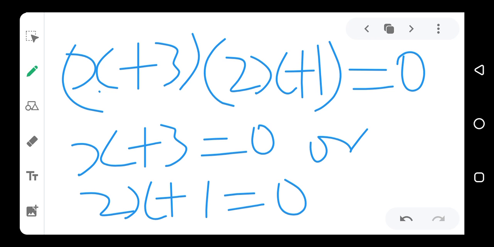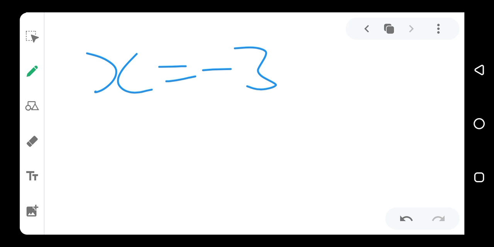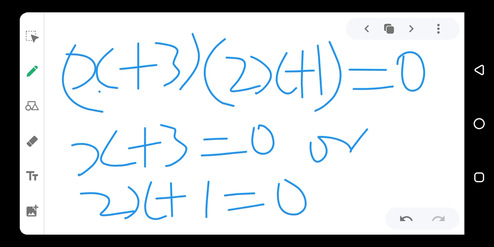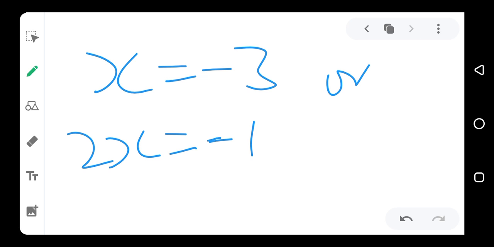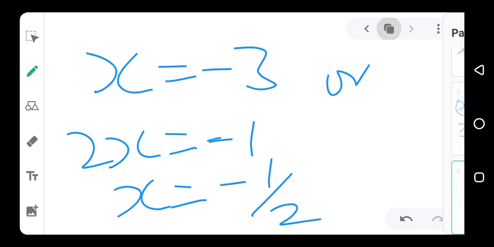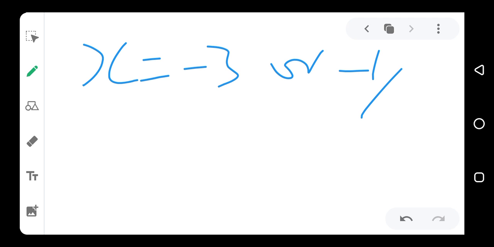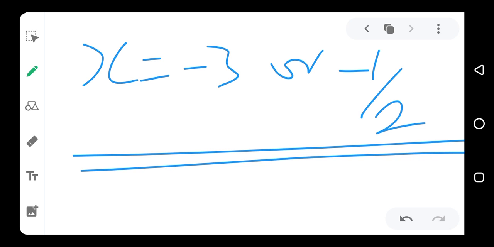In the second case, 2x plus 1 is equal to 0. This means that 2x is equal to minus 1. The 1 coming to this side becomes minus 1, and that means that x is equal to minus 1 over 2. So finally, x is equal to minus 3 or minus 1 over 2. This is our answer.